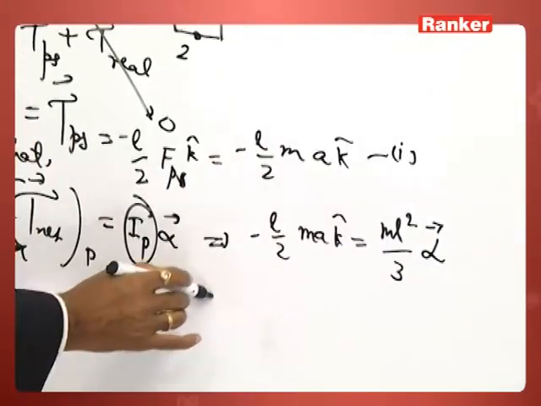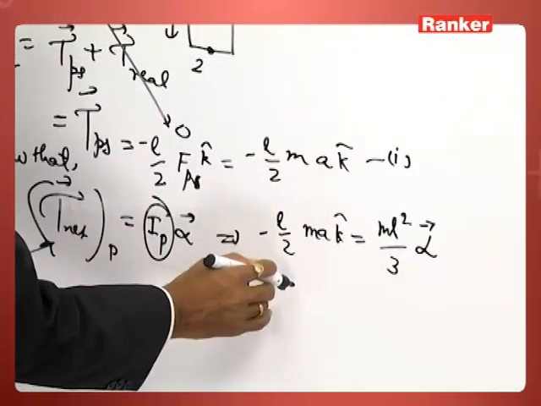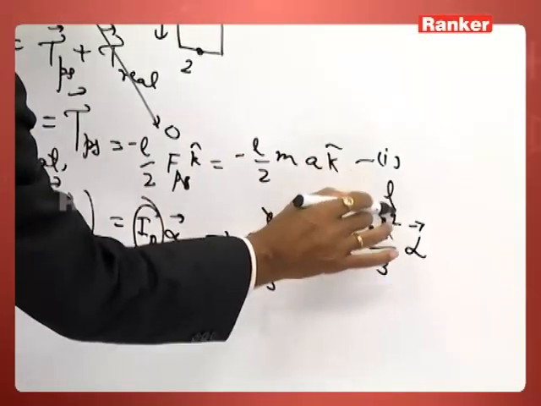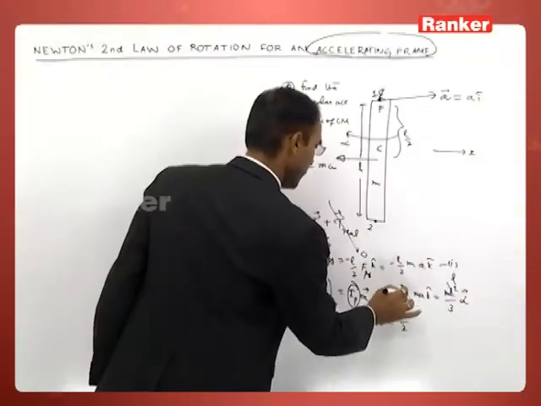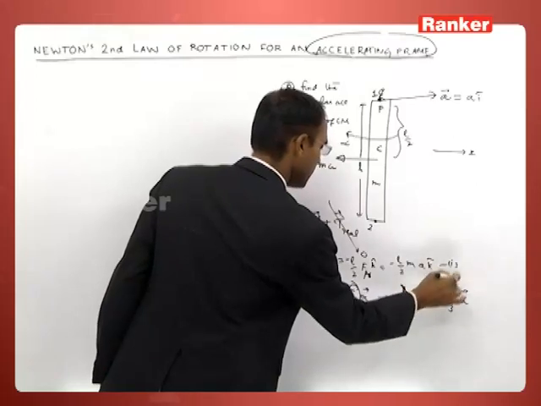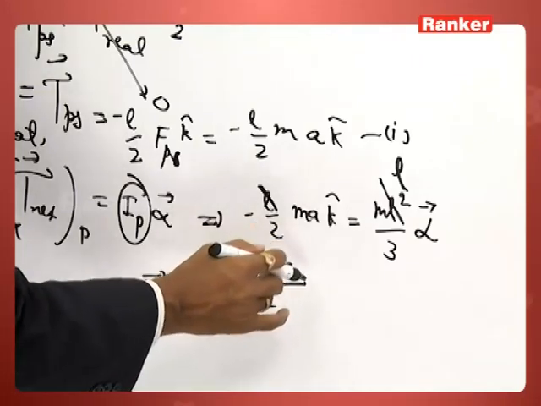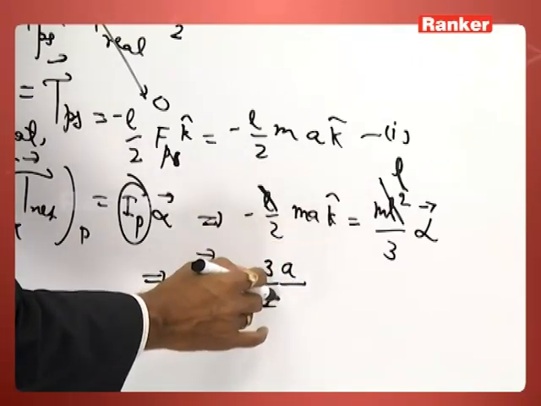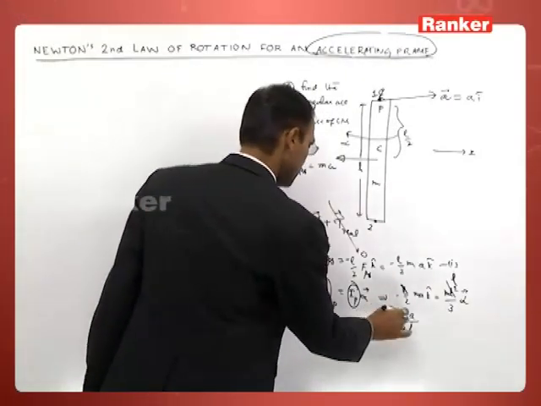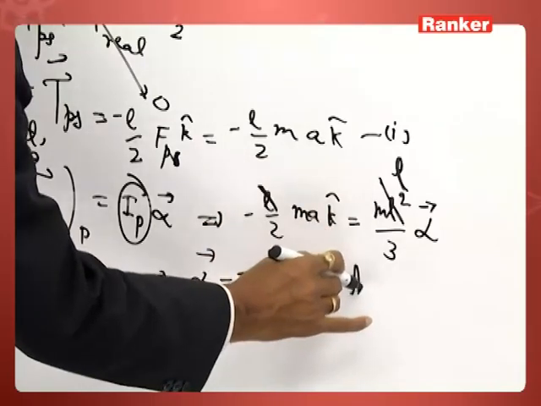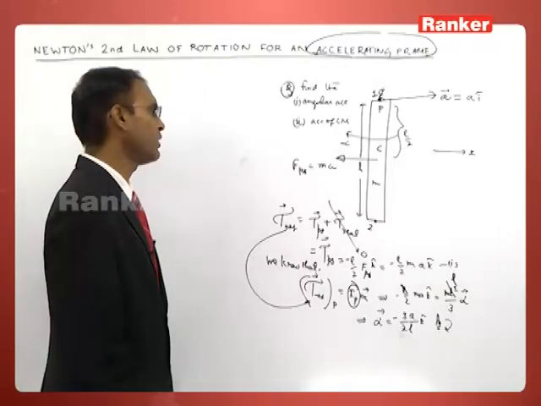And this gives us the angular acceleration of the rod is equal to 3 by 2, L will be getting cancelled, A will be in numerator and L will be in denominator, and direction minus k cap. Answer. The clockwise sense or inward sense.